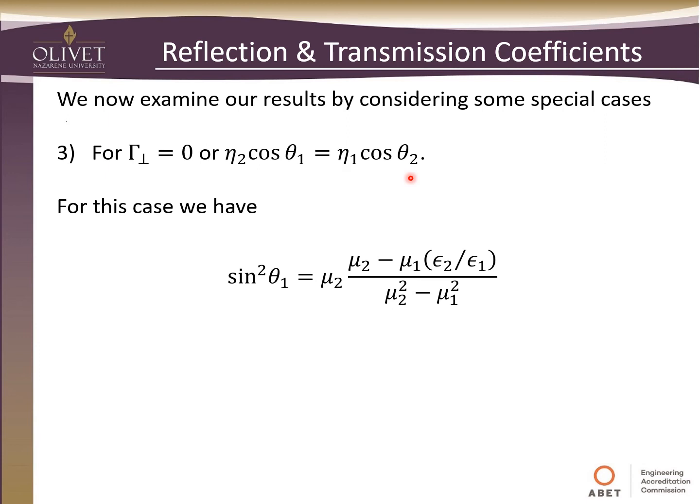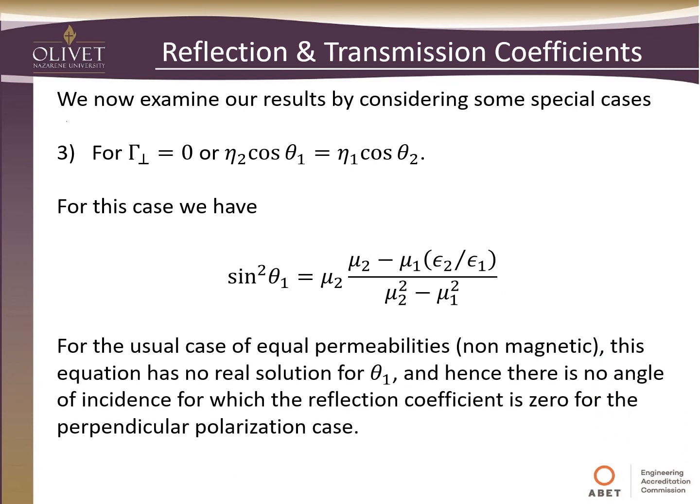So for this case, if you work out the math, then the square of the sine of theta 1 would have to equal this expression involving the permittivity and permeabilities in the first and second medium. Well, for the usual case of equal permeabilities, that is non-magnetic, this equation has no real solution for theta 1, and hence there is no angle of incidence for which the reflection coefficient is 0 for the perpendicular polarization case. So just another special case that we want to look at here.